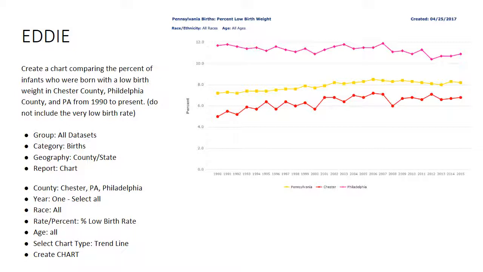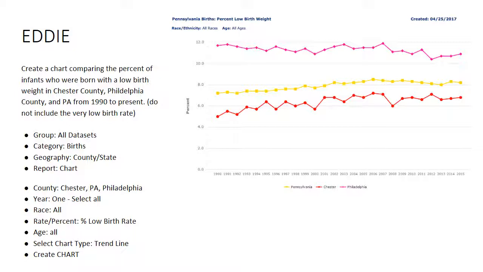When you create the chart, you'll get a picture that looks similar to what's on the right side. So it has a title, the Pennsylvania Births Percent Low Birth Weight. We're using all races, all ages, and it gives you the date that you created this. On the left-hand side, we have the percent of individuals in that county or the state average. Across the bottom is each year. And then the different colors, yellow is for Pennsylvania overall, red is for Chester County, and pink is for Philadelphia County.